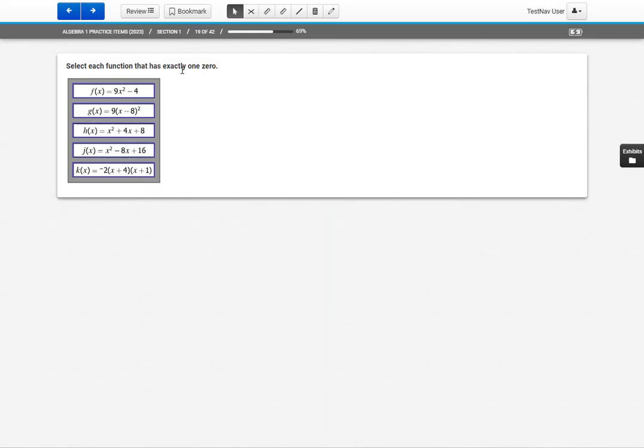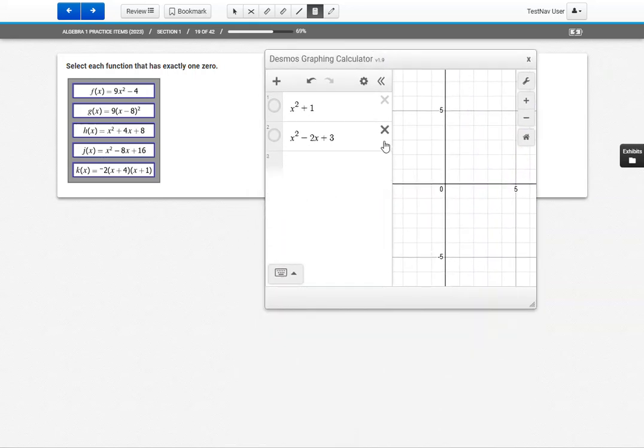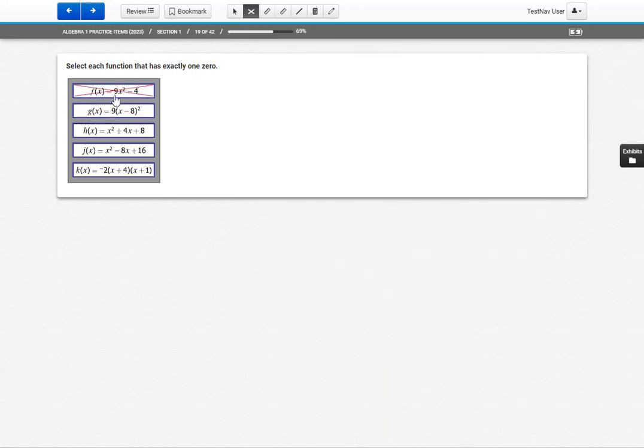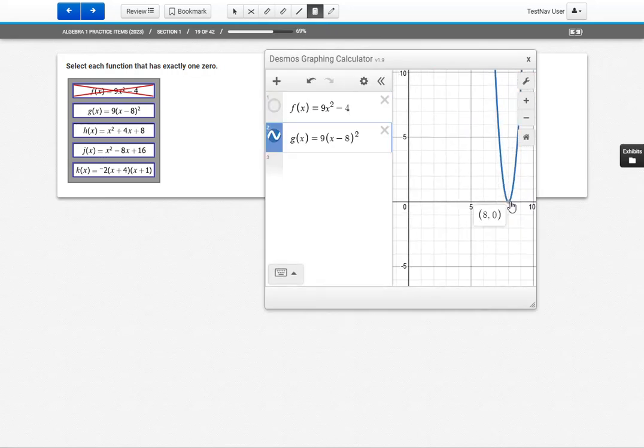Exactly 1, 0. So 0 means x-intercepts, and one means one x-intercept. So we're just going to graph every single one and check. As I'm graphing them, you can look at the x-intercepts. Again, 0 just means x-intercepts. So we're looking for exactly one x-intercept. Let me look at the first one. This has 2 x-intercepts. I'm going to go ahead and cross that one out. Let me check the next one. This has exactly one x-intercept, so I'll pick that one.